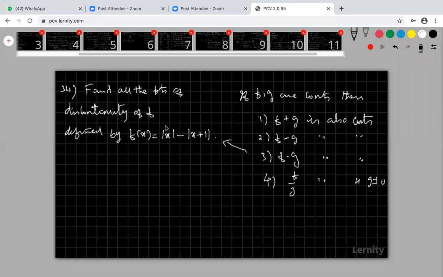Yes, modulus x is continuous. Correct. Nagarjuna, you are correct, modulus x is continuous. So my g of x is modulus x. Let my h of x be modulus of x plus 1. And this is continuous. Both are modulus functions only. Therefore, since the modulus function is continuous, my g and h are continuous.